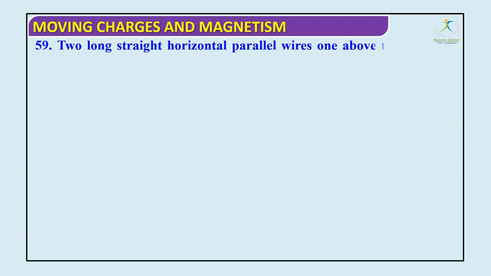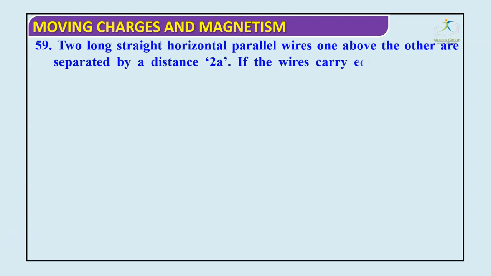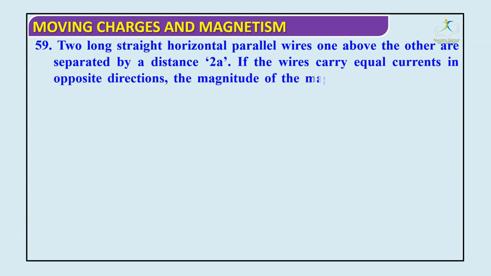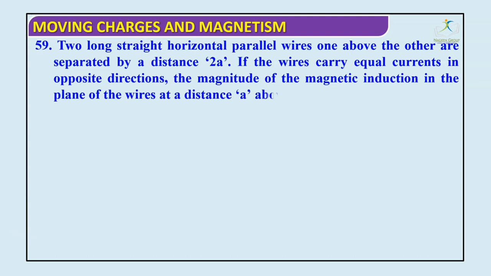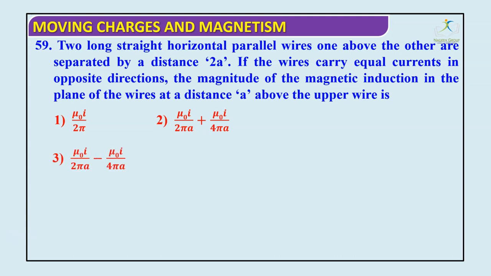Next question: two long straight horizontal parallel wires, one above the other, are separated by a distance 2a. If the wires carry equal current in the opposite direction, the magnitude of the magnetic induction in the plane of the wires at a distance a above the upper wire is: mu naught I by 2 pi a; mu naught I by 2 pi a plus mu naught I by 4 pi a; mu naught I by 2 pi a minus mu naught I by 4 pi a; mu naught I by 3 pi a. This is the correct answer.